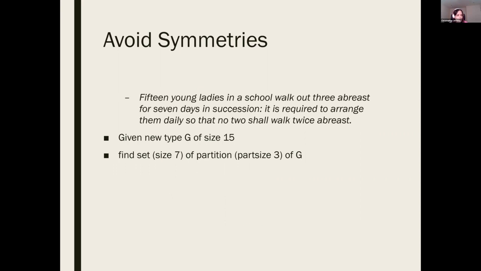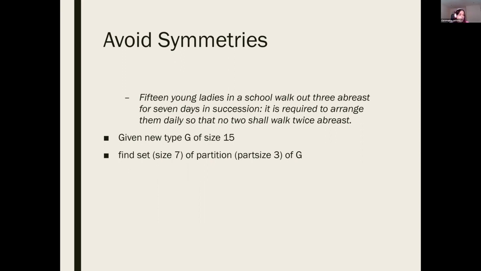So this new type, we don't name the things in the type. We're just saying we want a type of 15 things. Then we say, find a set of size 7, that's the 7 days, of partitions, and each cell of the partition is of size 3 of G. And then we'd write the constraint saying that 2 don't walk abreast. And now this doesn't have any symmetry in it.